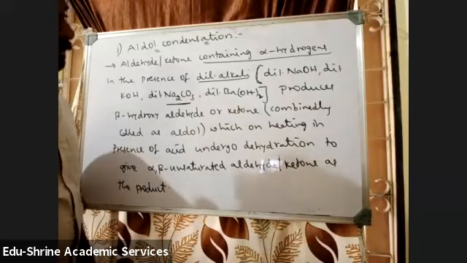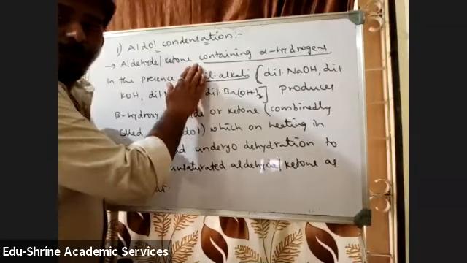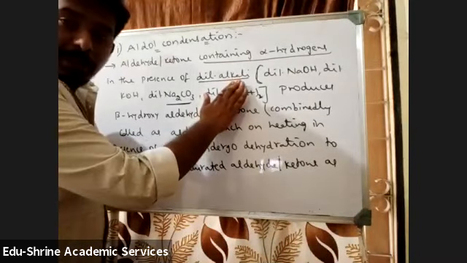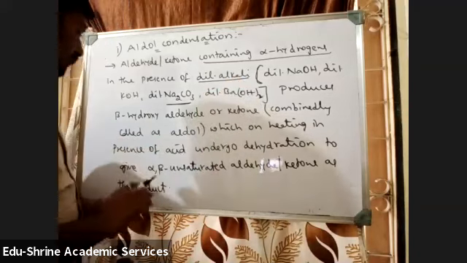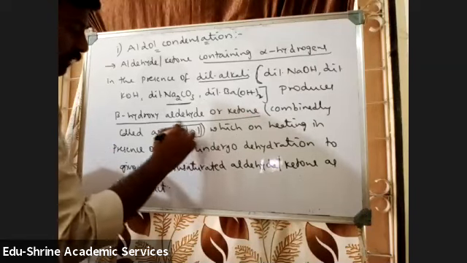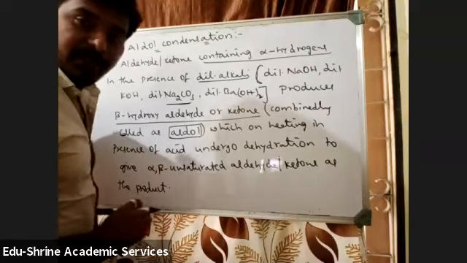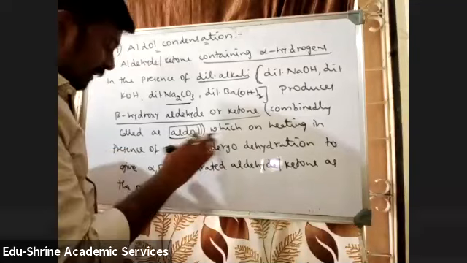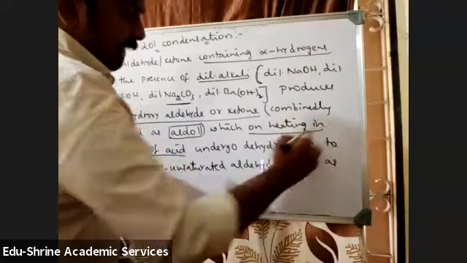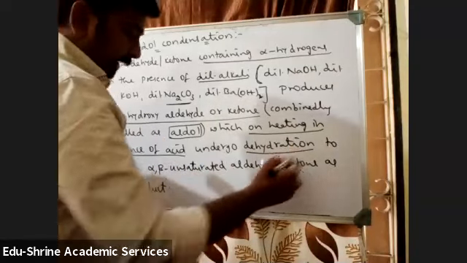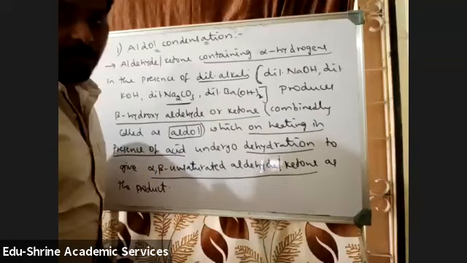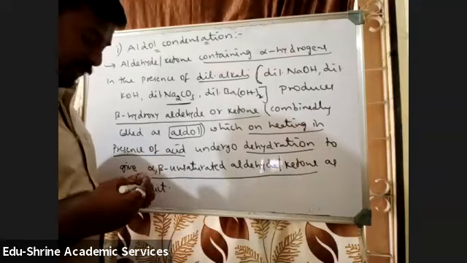So, a two-step reaction. First, aldehyde or ketone, the condition is it must contain alpha hydrogen. It will react in the presence of a dilute alkali to produce beta hydroxy aldehyde or ketone. So it is called aldol. Till here it is one step. Once the aldol is formed, further heating in the presence of an acid, it undergoes dehydration, and the product will be alpha beta unsaturated aldehyde or ketone. This is known as aldol condensation.